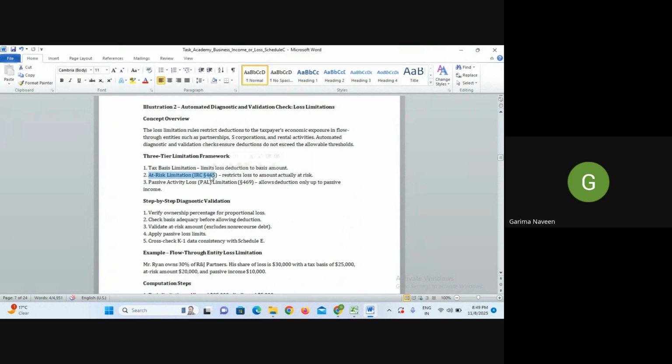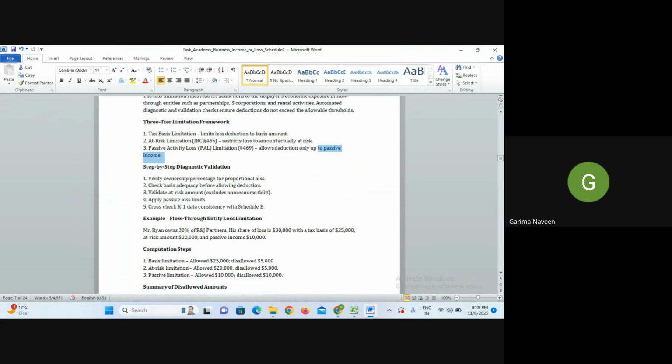Next filtration comes at risk limitation. It says you can deduct up to the amount of at risk basis and the rest of the losses you need to carry forward. And the next limitation is the PAL limitation, that is the passive activity loss limitation, which states you can deduct your losses up to the amount of your passive income and the rest of the losses you need to carry forward.